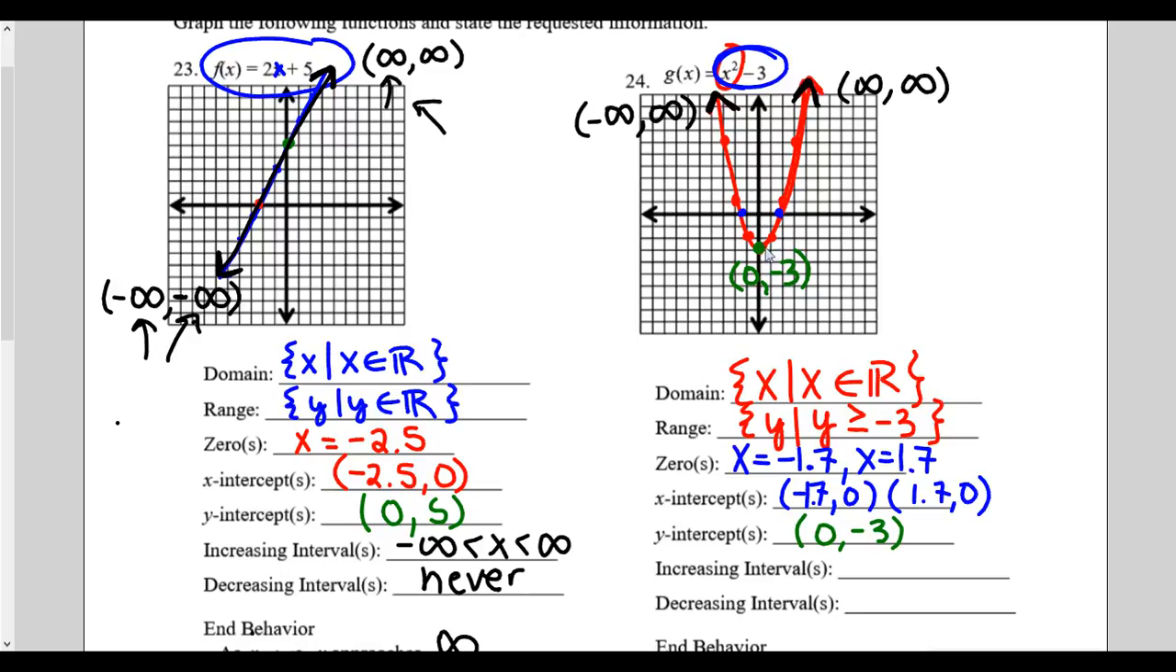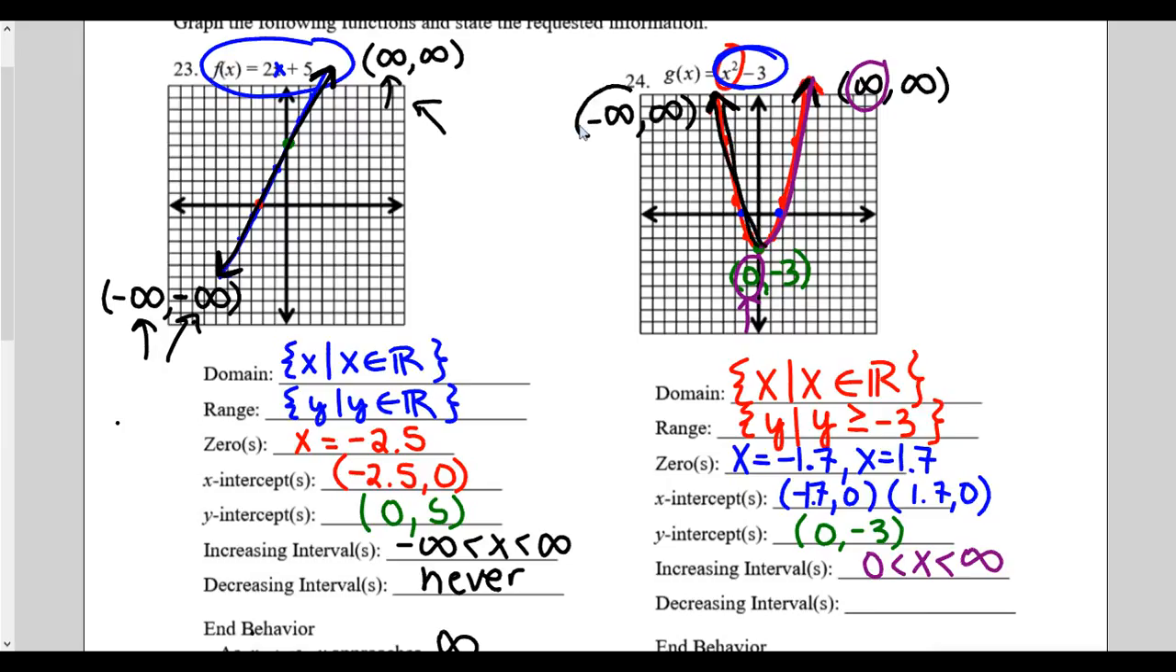So where am I increasing? I am increasing on this piece, where as I go from the left to the right, I'm going up. I have to use my x values for where I'm increasing. So I start at 0, which is less than x, which is less than when I stop, which is positive infinity. Where am I decreasing? I'm decreasing on this piece over here from the left to the right.